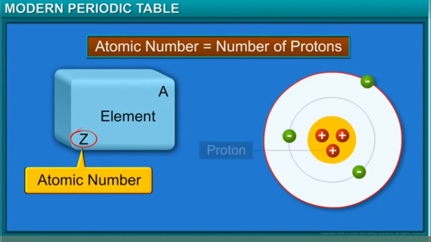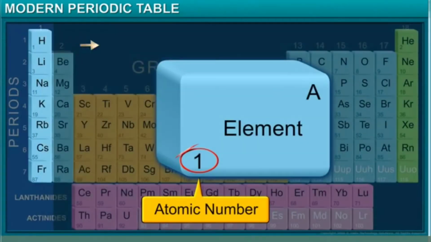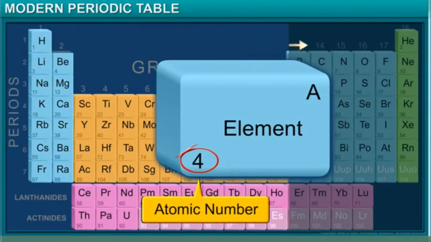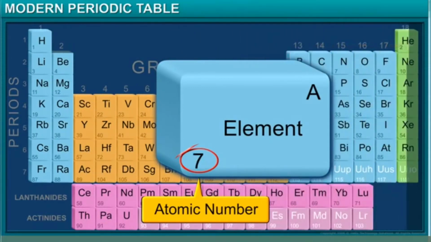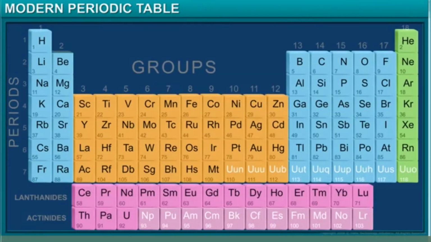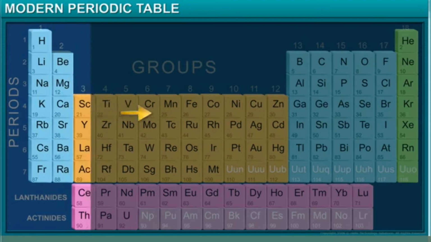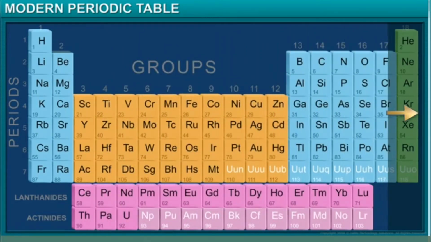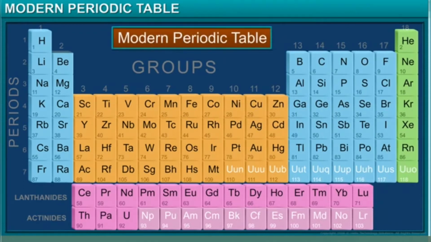Atomic number is the number of protons in an atom, and it increases by 1 unit in going from one element to the next. Elements, when arranged in order of increasing atomic number, lead us to the classification known as the modern periodic table.